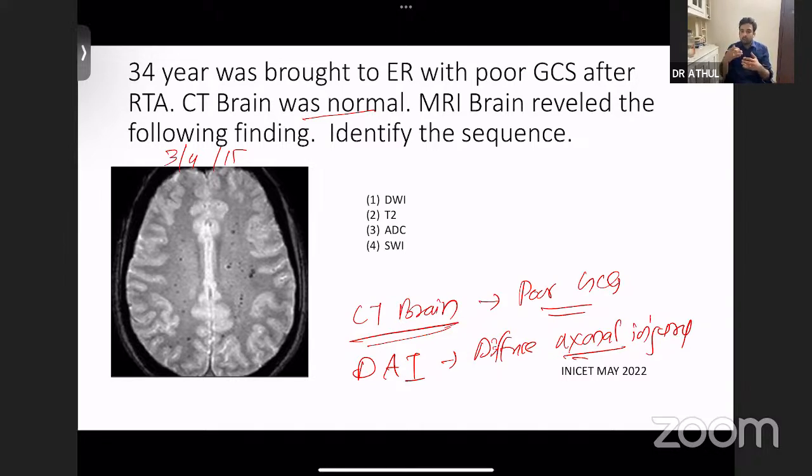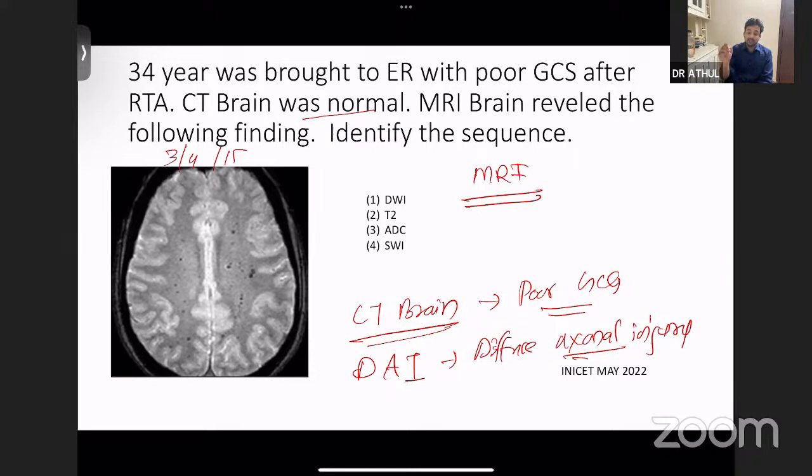So these are the potential questions. Where will these microbleeds be seen? They can be seen in the gray-white matter junction, corpus callosum, splenium of corpus callosum, or in midbrain structures. If you want to find these microbleeds, you have to go for MRI brain.